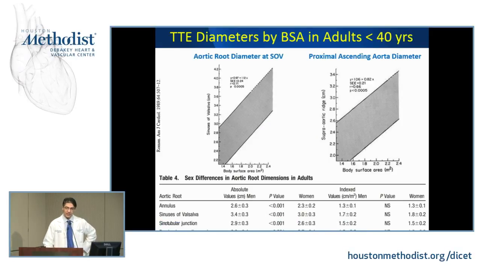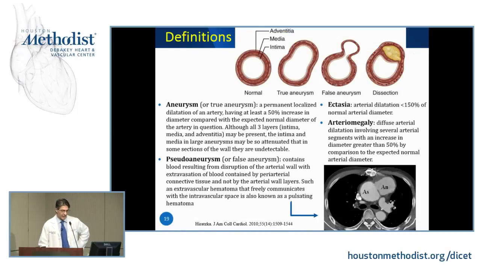And this is a graph Dr. Q is going to hit on: aortic root diameters at the sinus of Valsalva, proximal ascending aortic diameters, and what was considered to be a normal cohort in patients less than 40. If these diameters are looked at by body surface area, the bigger the person, you would expect the aorta to be bigger, and this is what this shows. So there is some variability when we're describing these aortic measurements, depending on other factors.